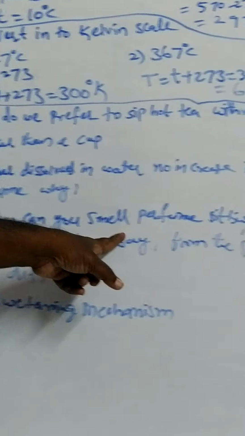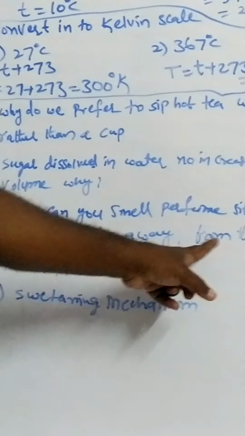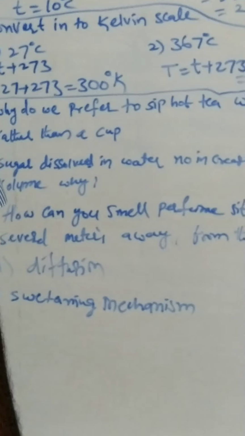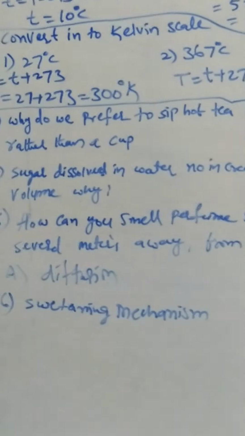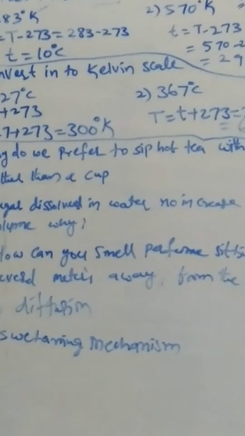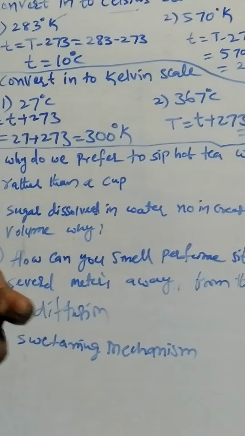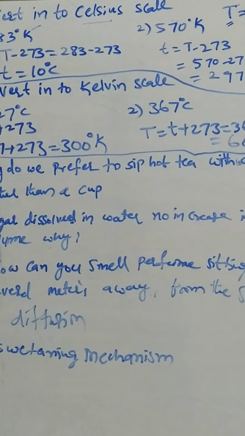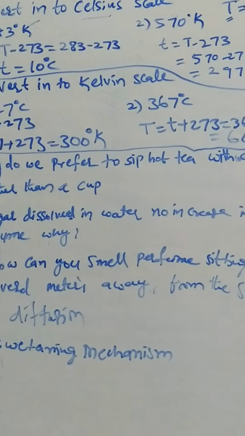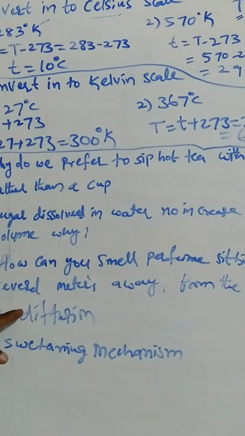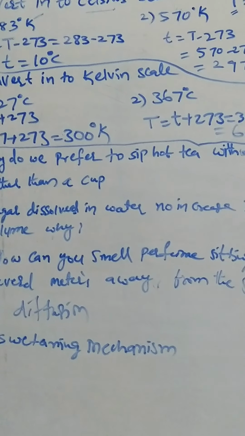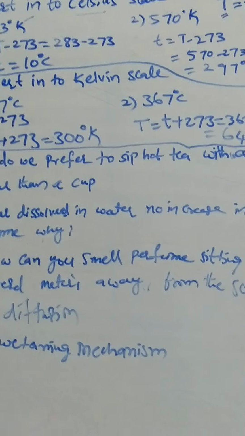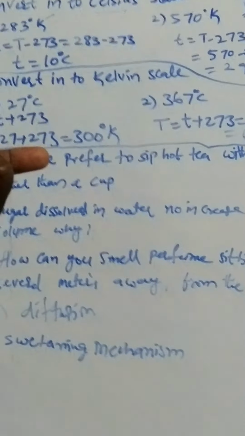Next, how can you smell perfume sitting several meters away from the source? See, suppose you keep a scent bottle or perfume or agarbatti at the corner of the room, everybody gets the smell. When all of you are in the classroom and one person puts scent on his shirt, all of you smell the scent because of the diffusion property. Diffusion means the particles move from one place to another place. The diffusion is more in the case of gases.